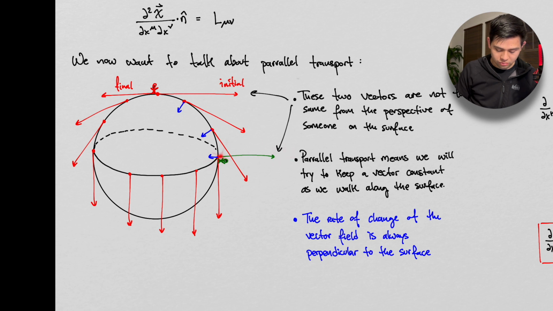If you were to look up, this would be your green vector. So this green vector is looking up. The red vector is looking outwards. So parallel transport means that we want to try to keep a vector constant as we walk along the surface.